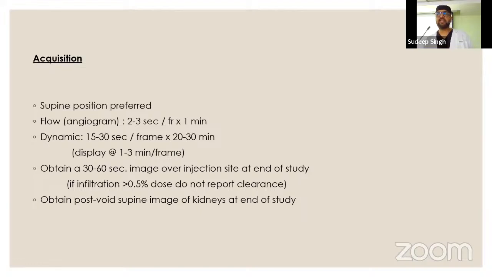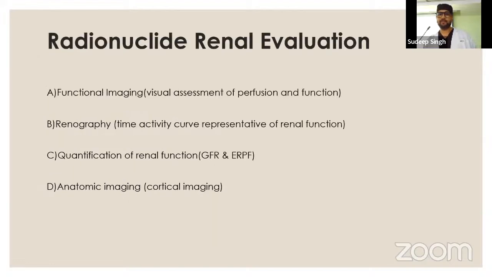So acquisition, the supine position is preferred. In the flow phase, there is 2 to 3 seconds per frame for 1 minute. In dynamic phase, the images are at 15 to 30 seconds per frame for 20 to 30 minutes, and the display is at 1 to 3 minutes per frame. We obtain a 30 to 60 second image over the injection site at the end of the study. If infiltration is more than 0.5% dose, we do not report the clearance. We obtain a post-void supine image of the kidney at the end of the study.